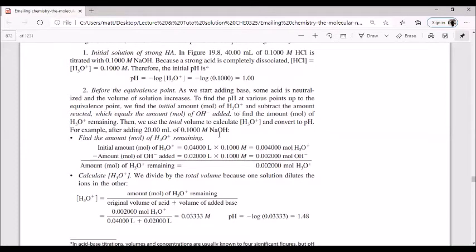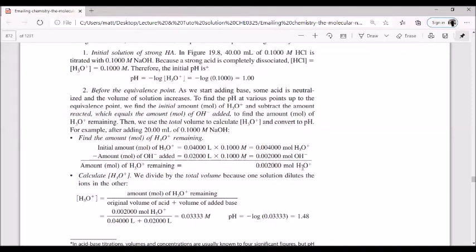Then you add hydroxide ion. Here the hydroxide ion is 20 ml, so 0.02 liter times 0.1 molar, you get 0.002 mole. So this is the limiting reactant, and this is the excess reactant. So the remaining amount of hydronium ion present is 0.04 minus 0.002, which gives 0.038 mole of hydronium ion.